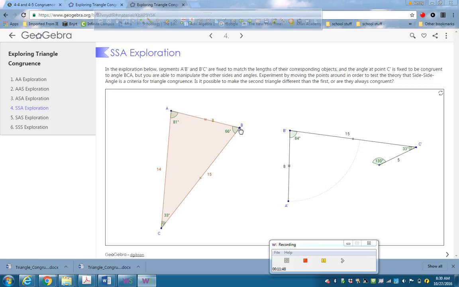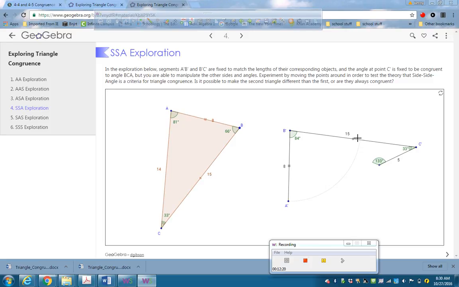This angle that is 33 is always going to stay 33. So I have this 8, the 15, and this angle. So that's side, then a non-included angle. See it? Side, non-included angle.